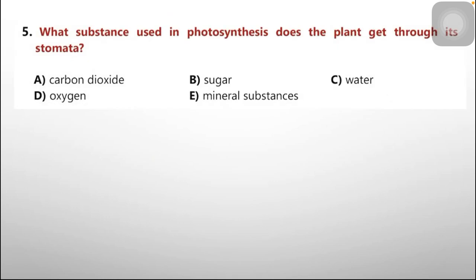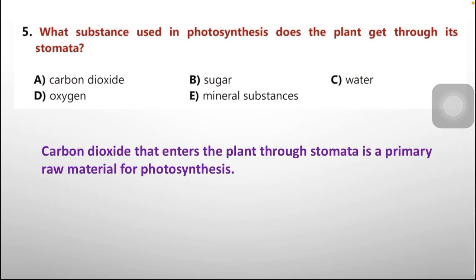Question number 5. Which substance used in photosynthesis does the plant get through its stomata? Options are given: A. Carbon dioxide, B. Sugar, C. Water, D. Oxygen, E. Mineral substances. So, carbon dioxide that enters the plant through stomata is a primary raw material for photosynthesis. Regarding that explanation, the correct answer is option number A.